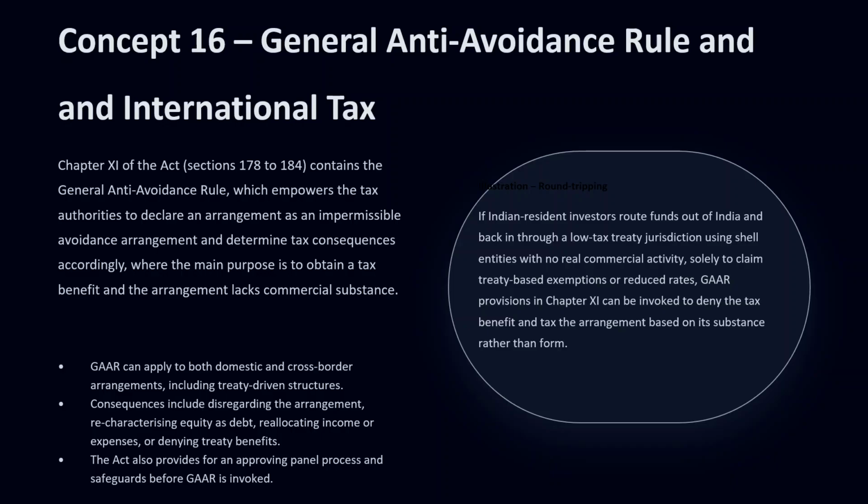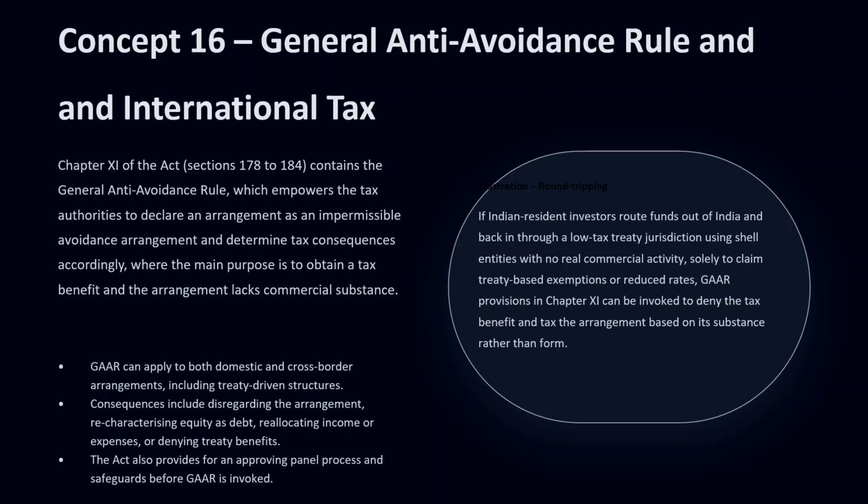So, alongside the specific anti-abuse provisions and LOB clauses, which we have seen above, India has also enacted a GAR, General Anti-Avoidance Rule, in Chapter 11 of the New Income Tax Act 2025, which are covered in Sections 178 to 184.